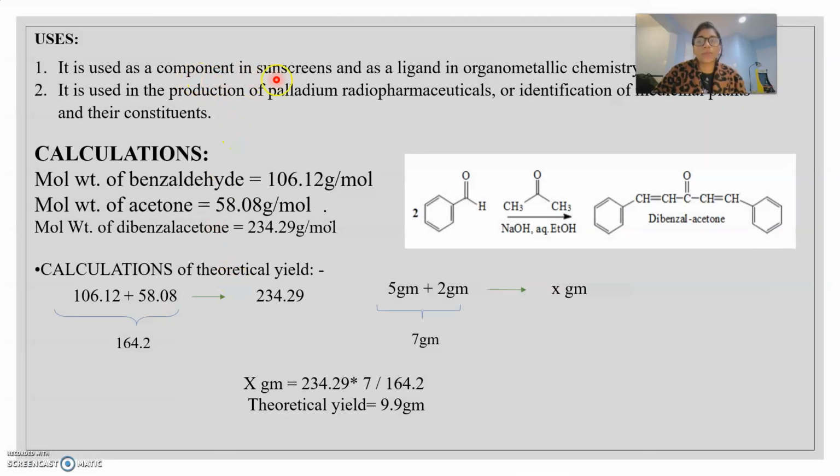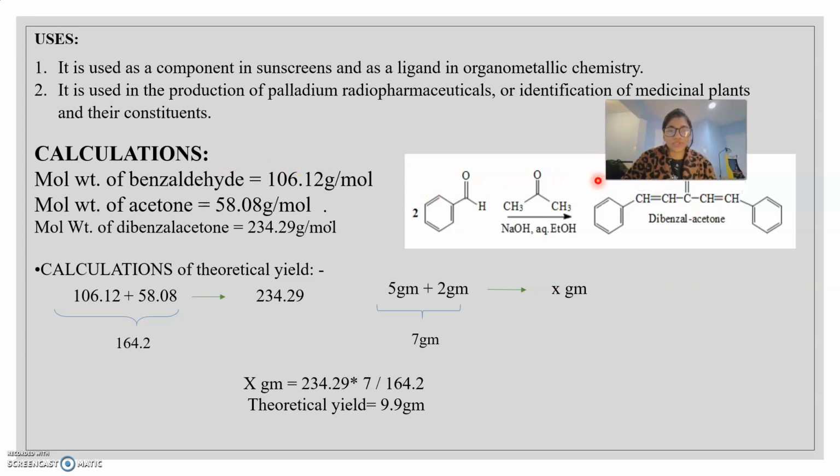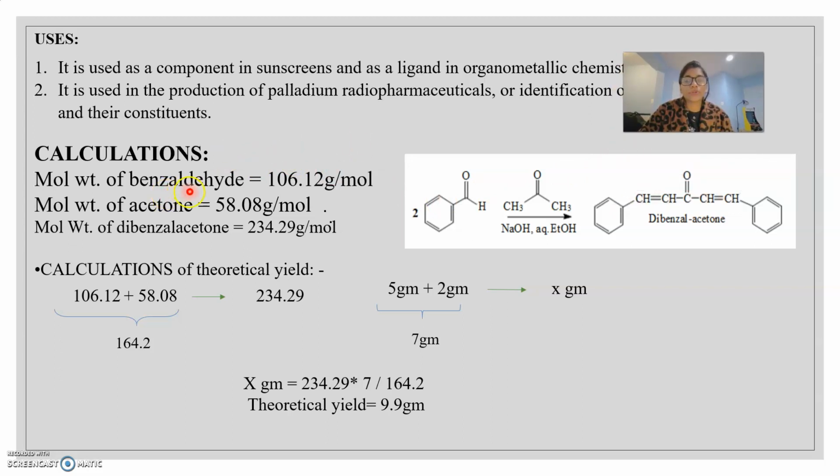The uses: it is a component in sunscreen and a ligand, and it is used in the production of palladium radiopharmaceuticals, or in the identification of medicinal plants and their constituents. Now how we are going to do the calculation.